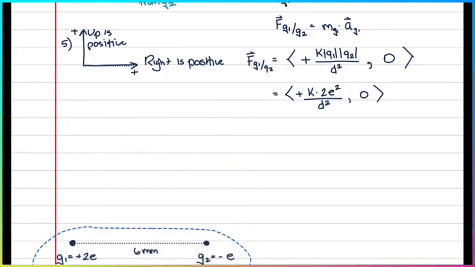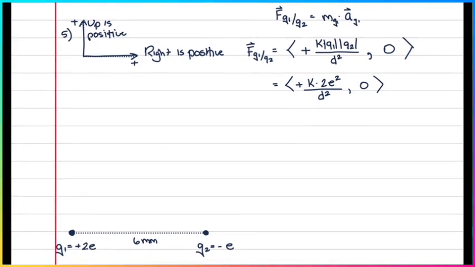Now we can finally plug things in. So Newton's second law says F on Q1 from Q2 equals the mass of Q1 times the acceleration of Q1. And so therefore, it looks like I have 2k times e squared, all over d squared, equals the mass, which we said was 2 protons. So I'll write that as 2 times mp, for a proton mass, times the acceleration. Particularly, this is the acceleration in the x direction.